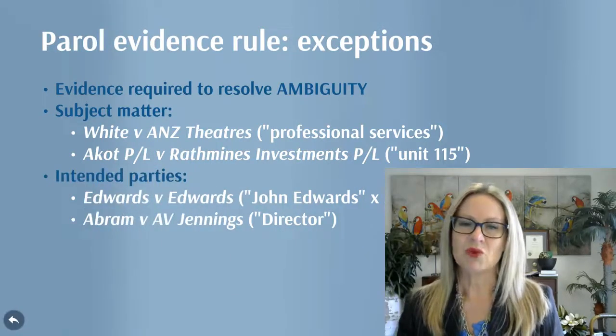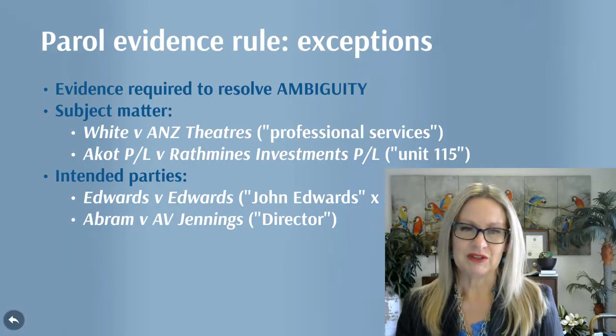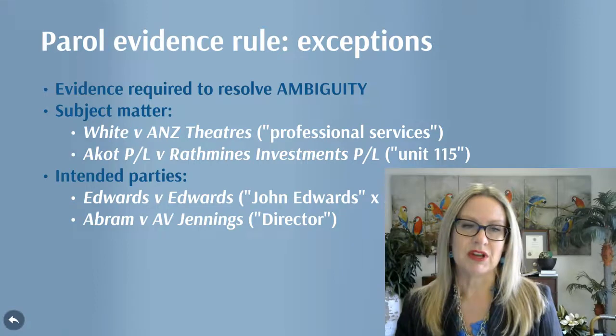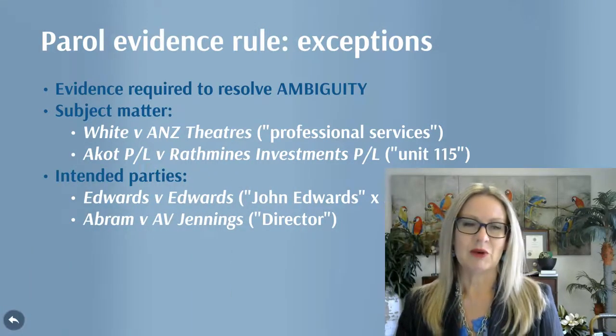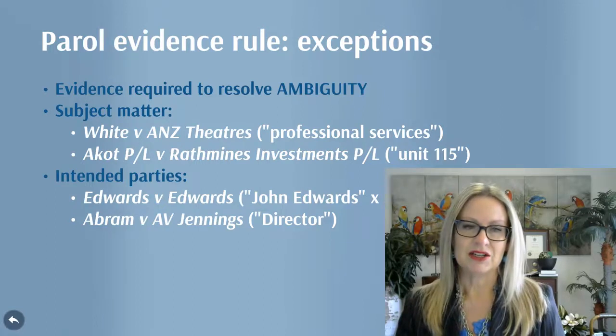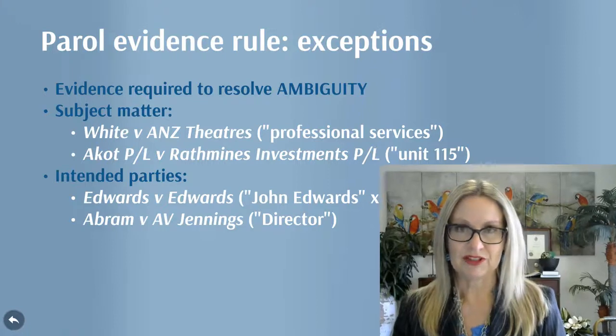ACOT and Rathmines, more traditional kind of case. Again, just another example where there was a contract for purchase of Unit 115. You couldn't work out which particular Unit 115 was, but there was extrinsic evidence that could help the parties work out what was involved there. Intended parties, so another one of the big 3 Ps, where you've got some ambiguity in relation to that. The court obviously wants to try and help the parties save the contract, and extrinsic evidence can be led in order to fix the problem.